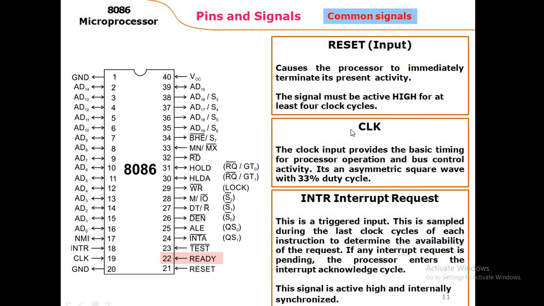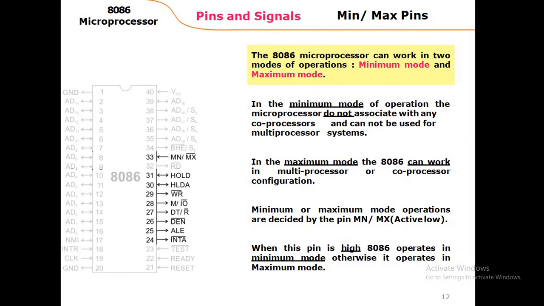Then come to the reset input. It causes system reset when it is high. Then clock, as I told, an external clock is going to be connected here which provides 33% duty cycle. Then interrupt request, INTR, this is a level triggered input. This is sampled during the last clock cycle of each instruction to determine the availability of the request. If any interrupt request is pending, the processor enters the interrupt acknowledgement cycle. This signal is active high and internally synchronized.